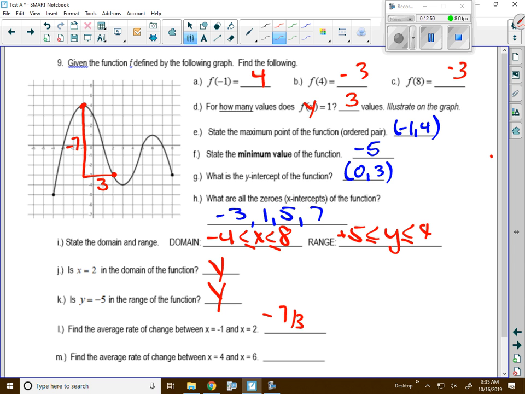Okay, and then between 4 and 6, okay, remember it's rise over run. I had some people do 2 over 4. This one's rise of 4 over 2 for your run. You can simplify that to 2.